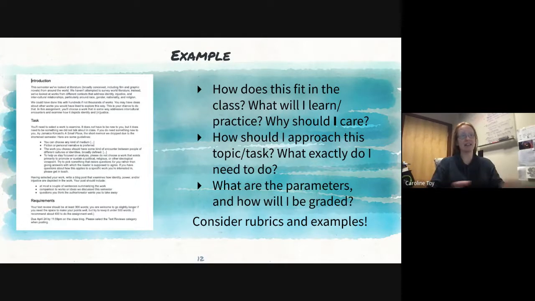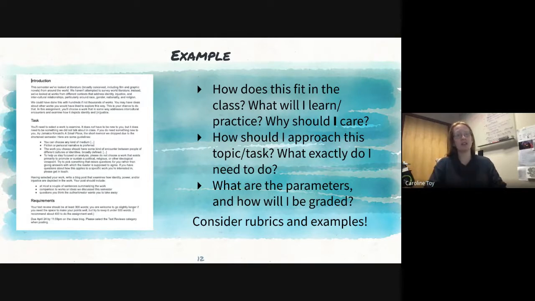And then the task is a description of what they have to do. How exactly should I, the student, approach this topic or task, and what exactly do I need to produce? Task is a place where faculty who are teaching, particularly in disciplines that require students to do a lot of independent thinking and produce something like a paper or a presentation, sometimes get hung up. We talk a lot about what we want them to think about, because that's really important to us, but don't necessarily always provide detailed information about what exactly they have to do, which is something that students really value.